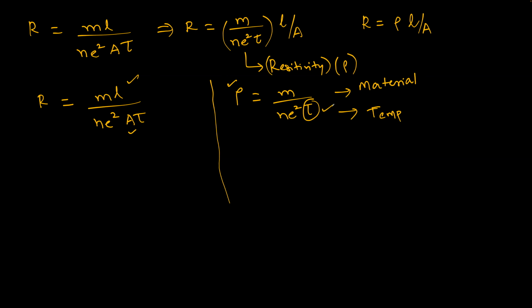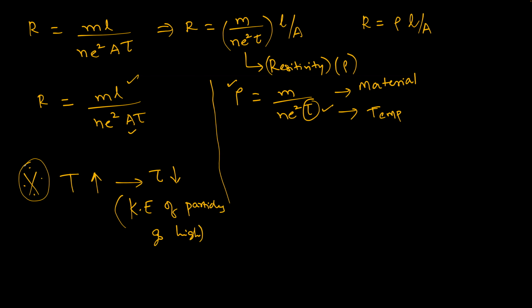So just to make a note of it, if I have to frame a relation, capital T is used for temperature. Increase in temperature leads to decrease in relaxation time. Reason: kinetic energy of the particles goes high. So when the kinetic energy of the particles goes high, the relaxation time obviously decreases. These are all the important points we need to understand with respect to Ohm's law, resistance and resistivity. Make a note of it.